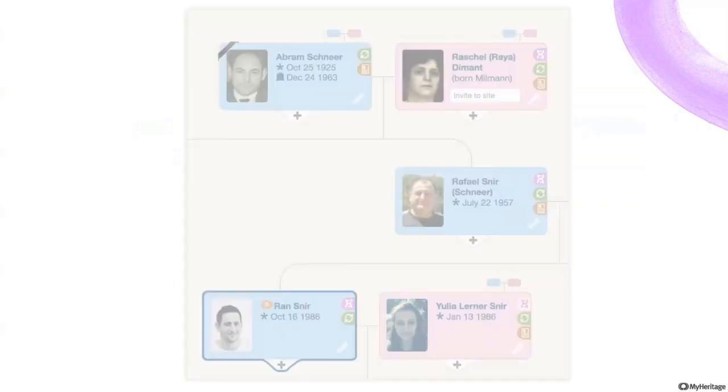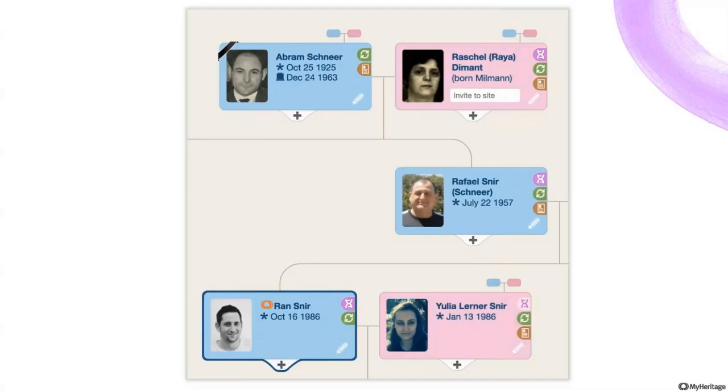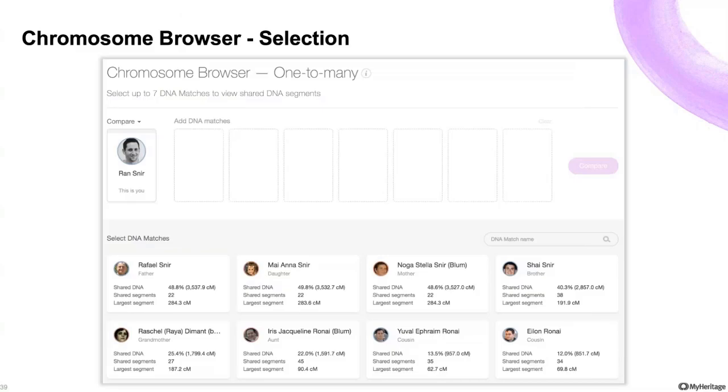Let's start with a few examples. So this is my personal family tree. I'm there at the bottom left. Above me is my father, Raphael, and above him we have my grandparents, Raya and Avram. I was able to test myself, my dad, and my grandma. So let's see what happens when I take the three of us and look at the shared DNA that all of us have.